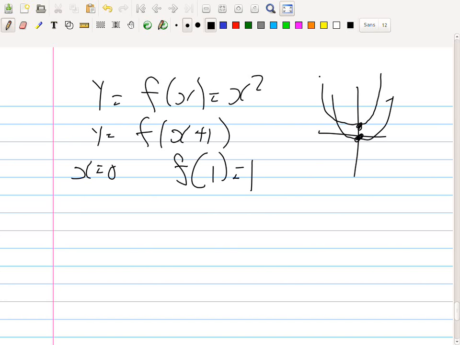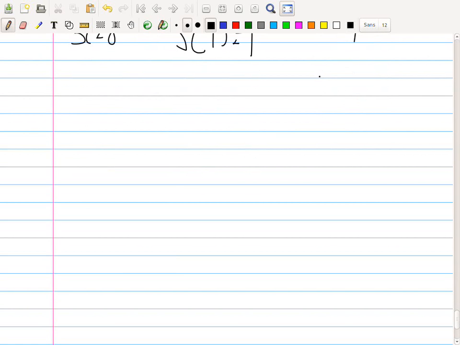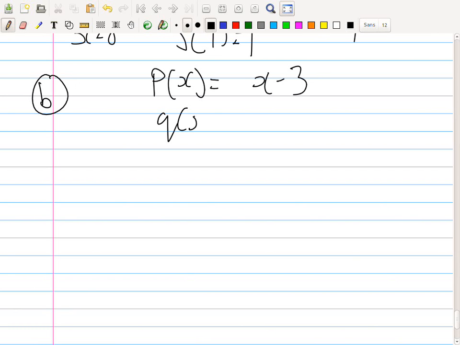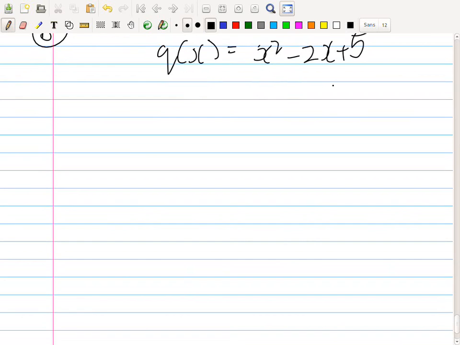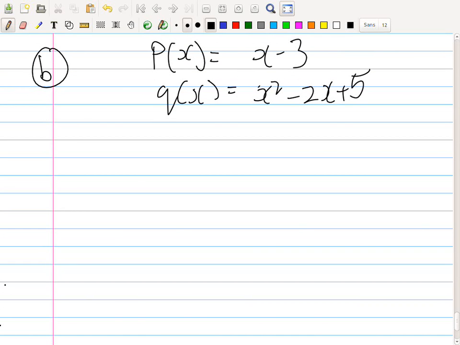Okay, too much time on this. I'm moving on to the B part of this question. You're given p(x) equals x minus 3, and you're given q(x) equals x squared minus 2x plus 5. This question is 7 marks. It has 3 parts. The first part is calculate p(q(2)) and q(p(2)).